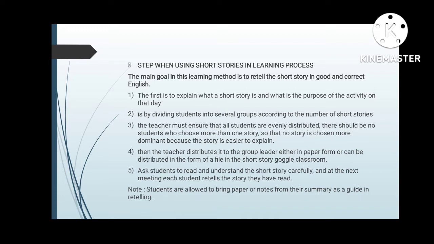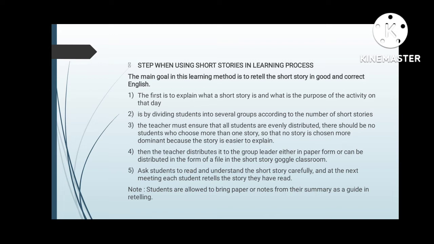The third step is that the teacher must ensure that all students are evenly distributed. So students should not all choose only one story just because that story is dominant or easier to explain. So the whole class needs to be separated into the same number or a close number to the other groups.